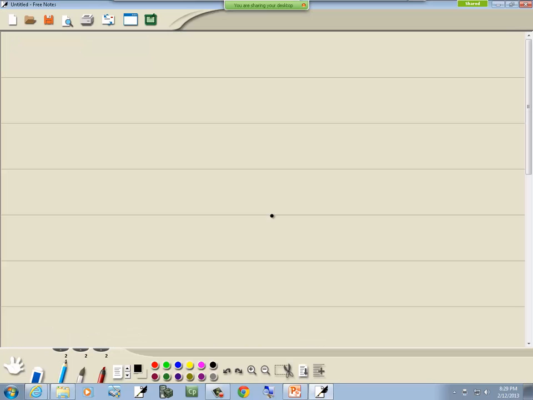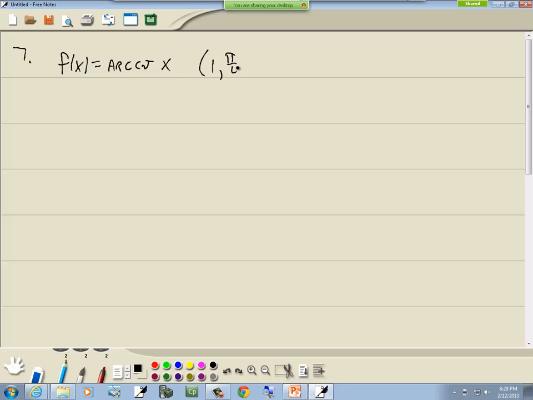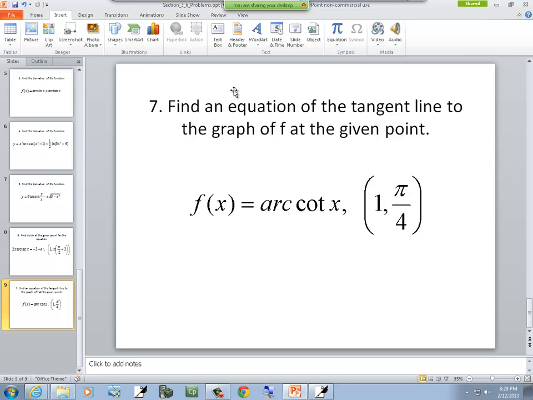Okay. Let's take a look at this one. We've got f of x is equal to arc cotangent of x at the point 1, pi over 4. The instructions: find the equation of the tangent line.